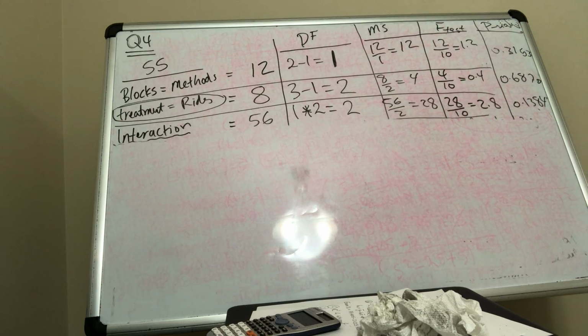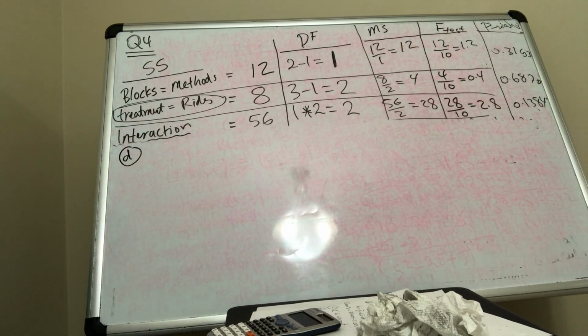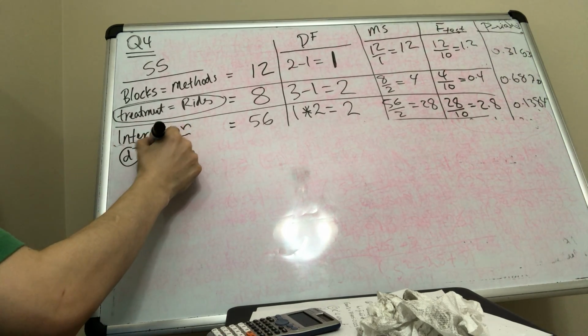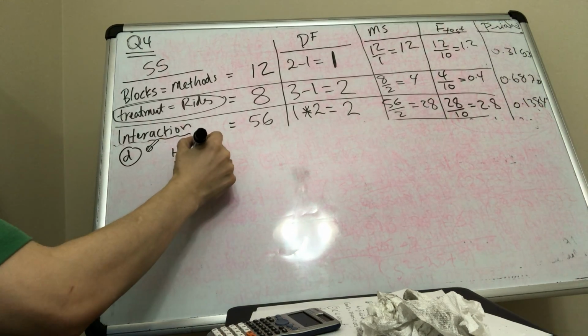The D question, sorry. Test for difference in loading time based on interaction between them. So we're going to do this interaction now. This one is done differently.